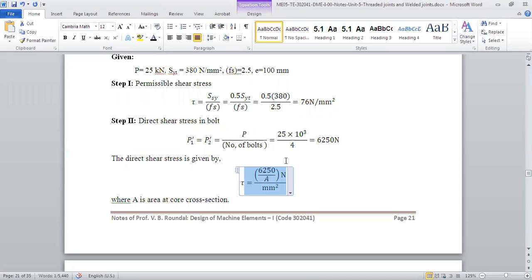Are you getting my point? Right. So load in each bolt is 6250 upon area. We don't know the area; we have to calculate the area. So we'll keep it as it is. So 6250 upon area, Newton per mm square, is the shear stress.